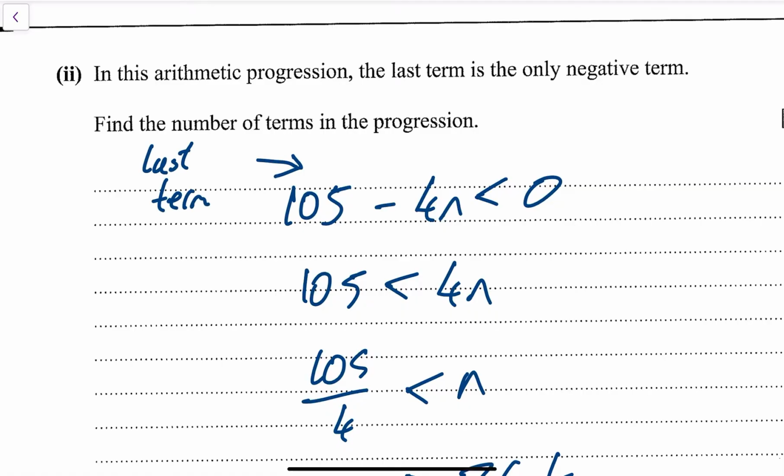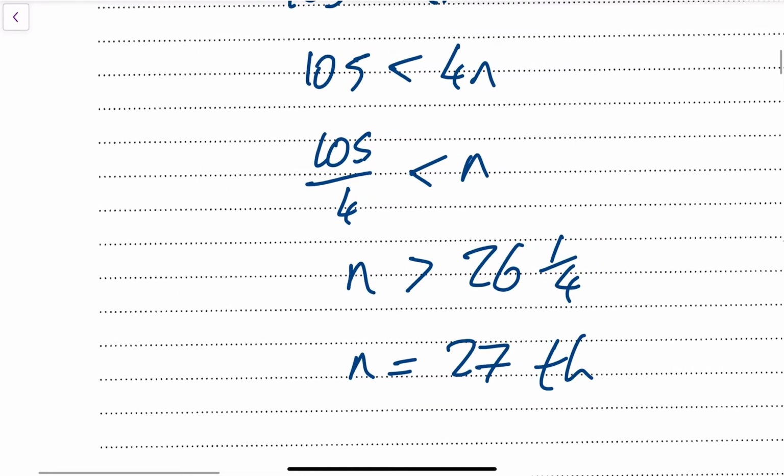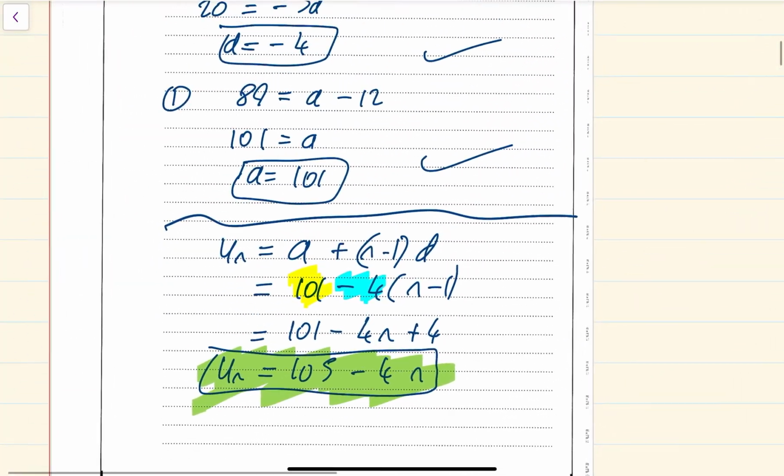And I'm going to put that less than 0. It's just a wee linear inequality, which means 105 is less than 4n. Divide across by the 4: 105 divided by 4 is less than n, or that means n is greater than 26 1/4, so n is equal to 27. And we could just test that out.